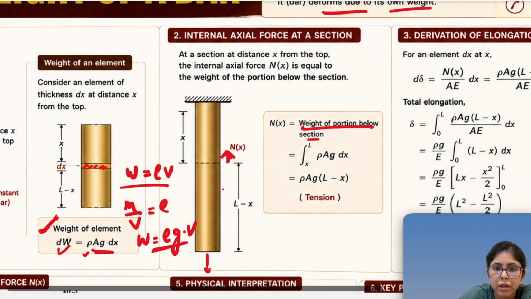So we have from x to L, rho times the weight of the portion below the section. The weight is rho A g dx. So below the section, this much weight is there. Now dx is nothing but how much length? That is L minus x. So this is nothing but the force that comes out to be.